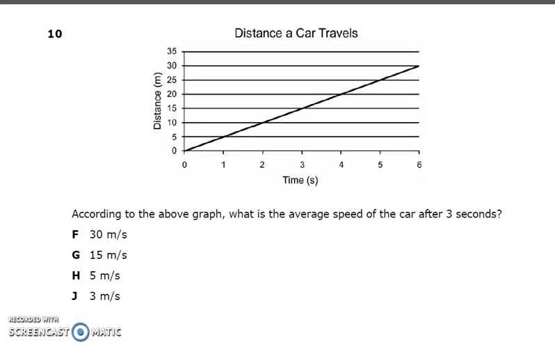Number 10. Distance of a car. According to the above graph, what is the average speed of the car after 3 seconds? F. 30 meters per second. G. 15 meters per second, H, 5 meters per second, or J, 3 meters per second.